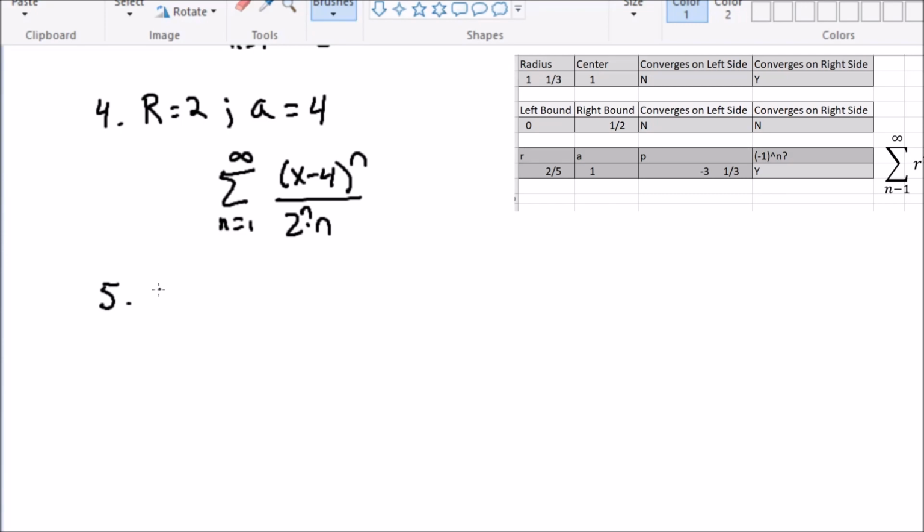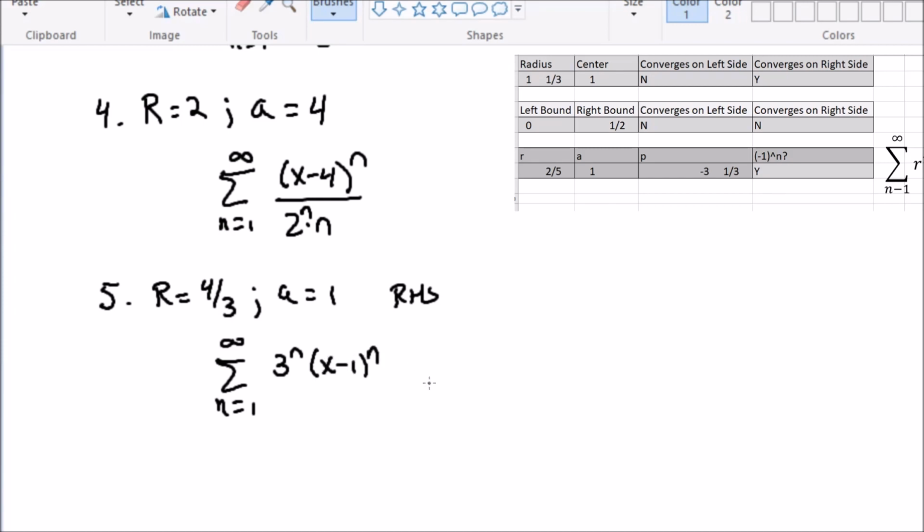Number 5. Radius is equal to 4/3. My center is equal to 1. Converges on the right hand side. So I'm going to sum from n equals 1 to infinity of 3 to the n, (x minus 1) to the n, (negative 1) to the n, over 4 to the n, times n.